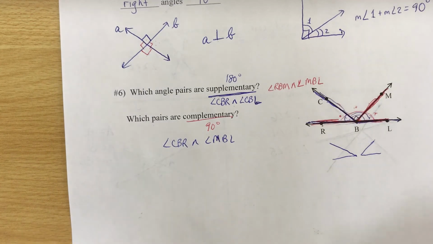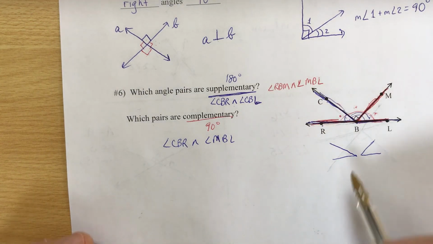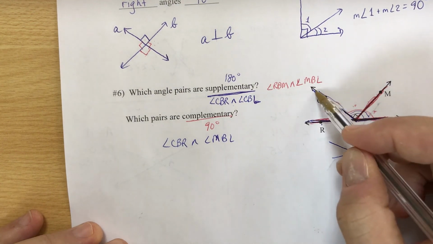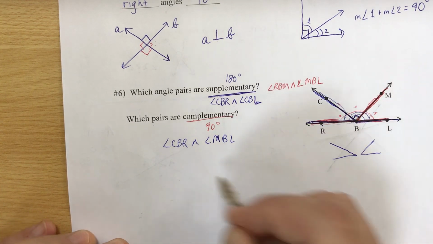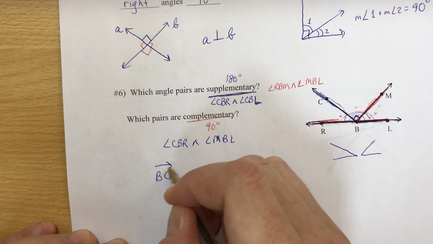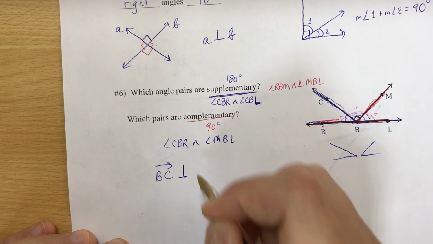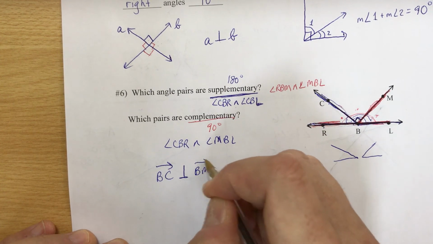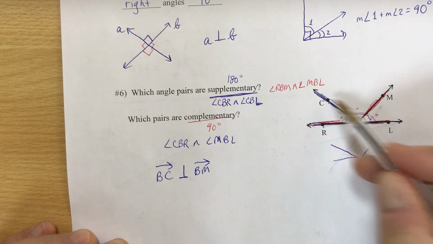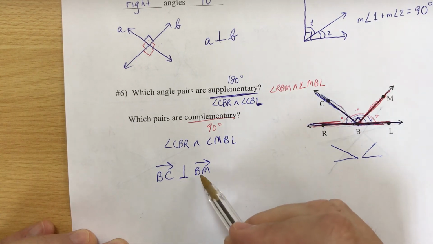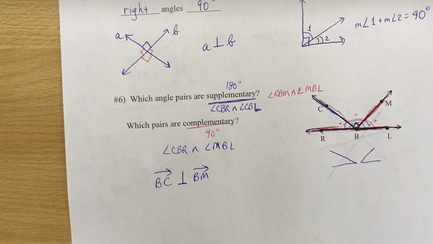The last thing, there's not written on here, but we can also say that ray BC and ray BM, since they form 90, ray BC is perpendicular to ray BM. Perpendicular means it forms a right angle. So BC and BM, those rays are perpendicular, and that is the end of the notes.